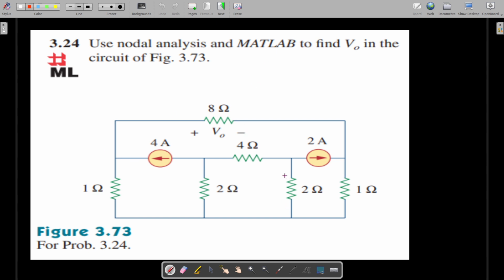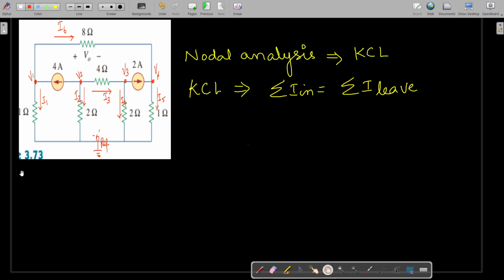Okay, so this is the circuit given. First we mark the nodes and the current directions. This is the first node, this is the second node, this is the third node, and this is the fourth node, with the potentials V1, V2, V3 and V4 respectively. And this is the I1 current, this is I2, I3, I4, I5 and this is the I6 current.